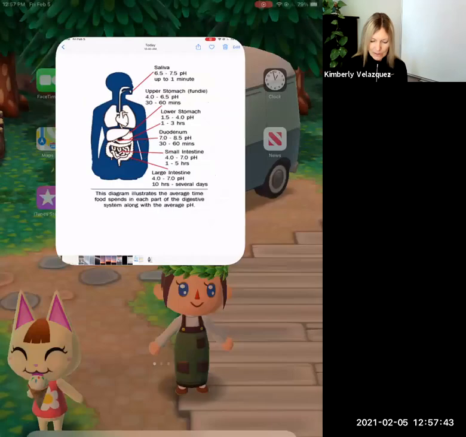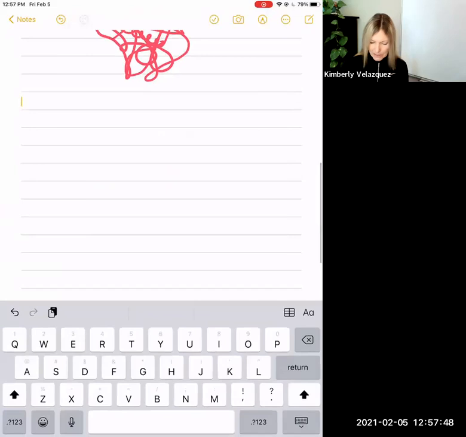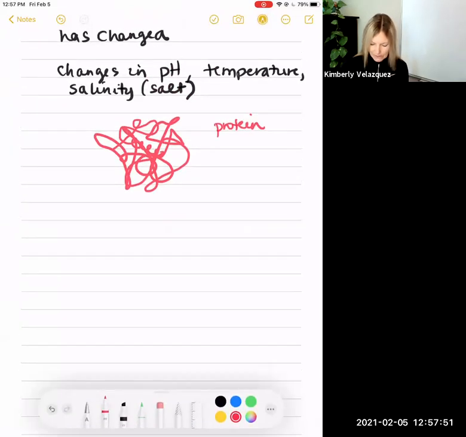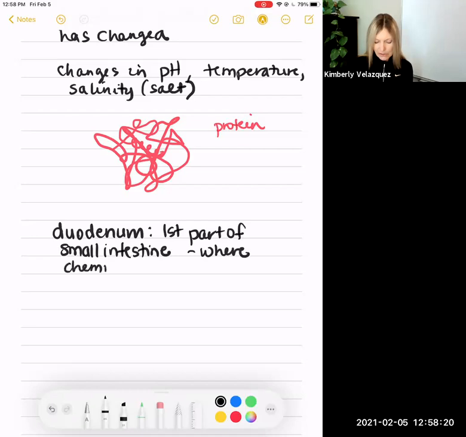Let's go back to the notes and just talk a little bit about the function of the small intestine in digestion. Okay, so this first part of your small intestine, the duodenum, is the first part of the small intestine. There are several pronunciations. I don't know, everybody has a preference for how they pronounce that. But this is where your chemical digestion takes place.